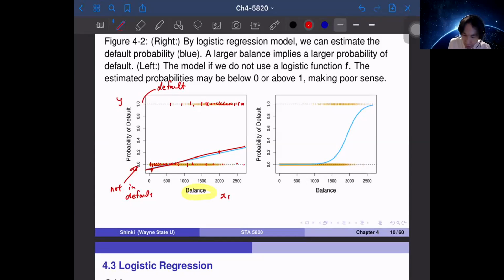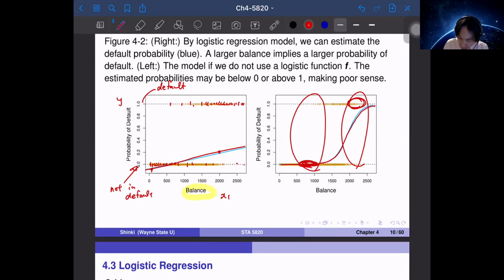1 or y is equal to 0, we fit this kind of line to predict the probability that y is equal to 1. You can see, for example, around here, more observations are 1. And around here, more observations are 0. That means around here, balance is 800, then the probability of default is very close to 0. But around here, maybe 2000, the probability of default is higher, maybe 70% or something.